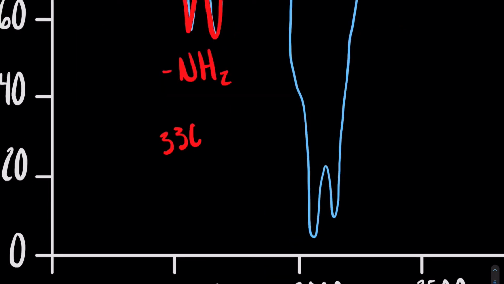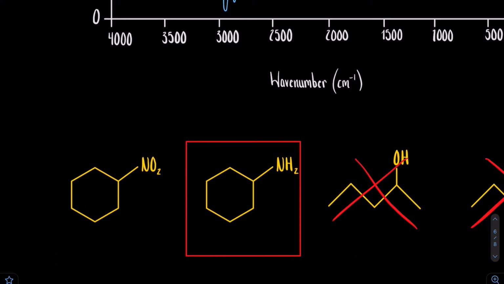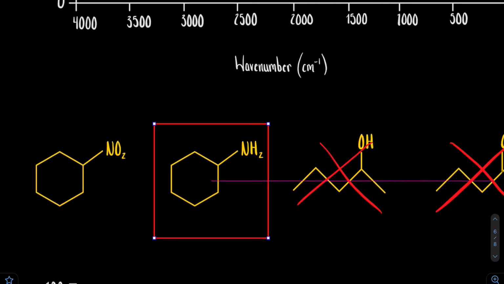But this peak right here is interesting. Amines absorb between 3,300 and 3,500. So this peak is crucial as we move forward because there's only one option with the amine group attached. So what we have here is a cyclohexylamine.